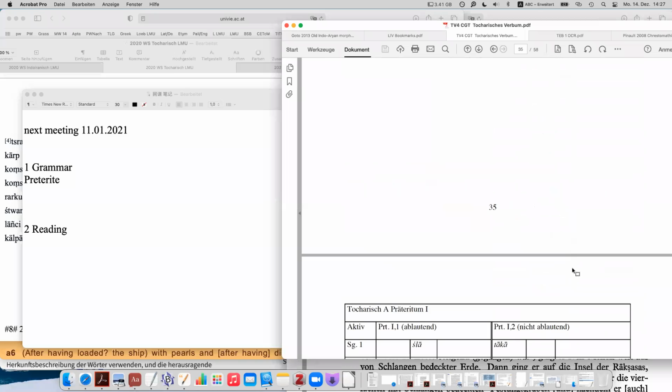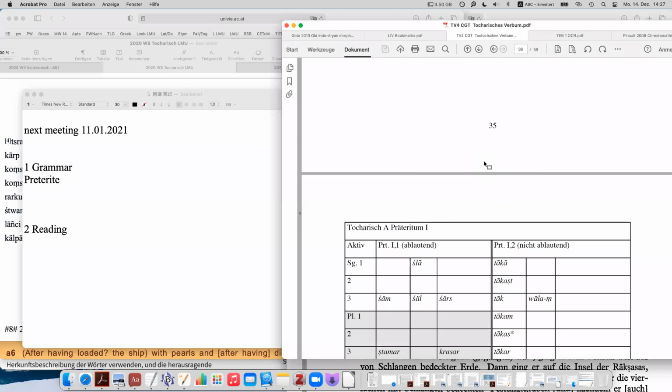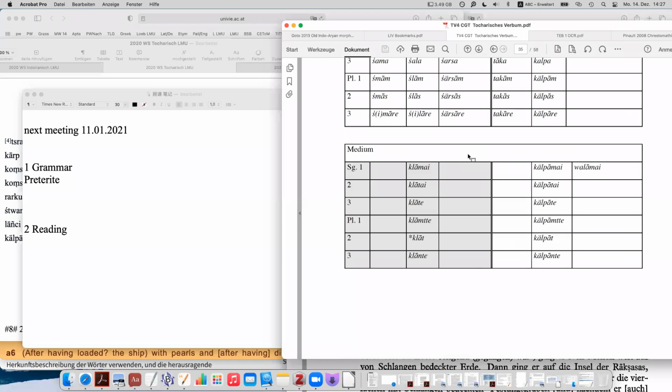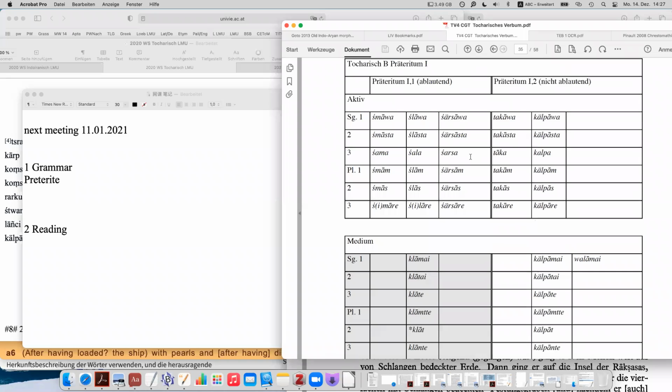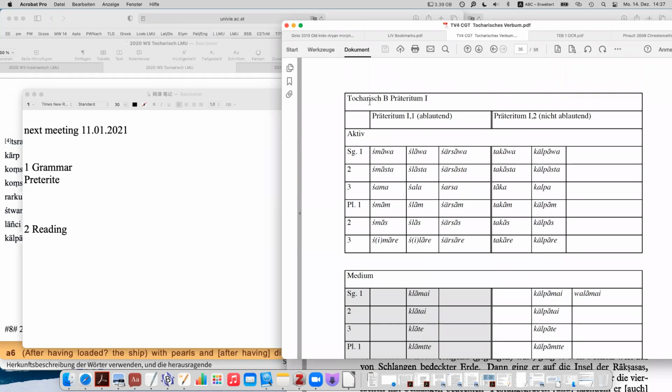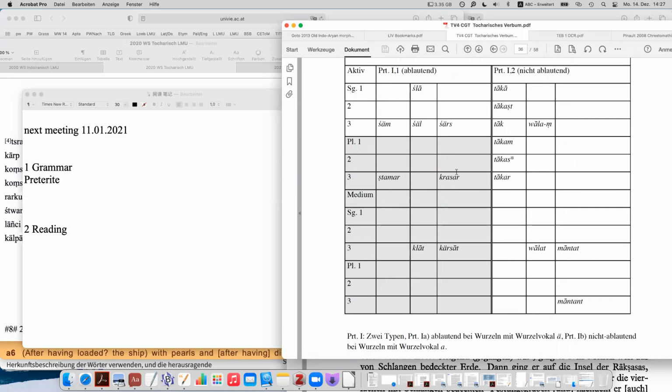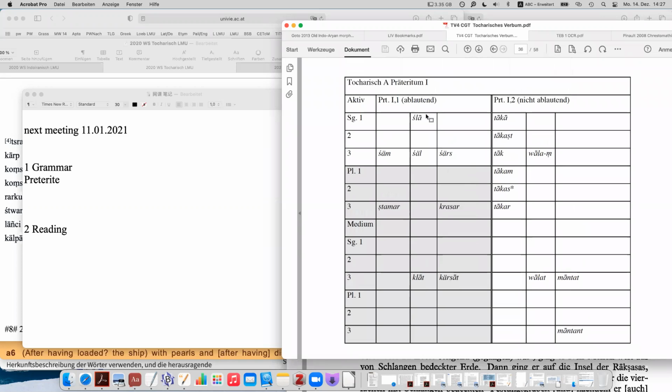Okay, and then this is just other forms we can actually compare. Yeah, and probably here we can check the endings. So this is Tocharian B, and then we move on to Tocharian A. So this is our focus.